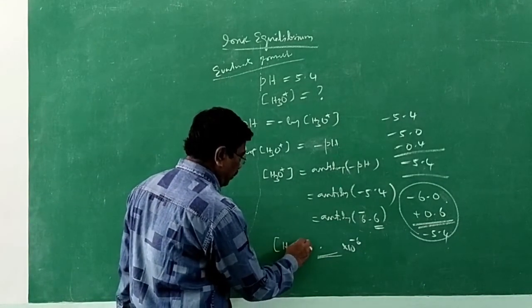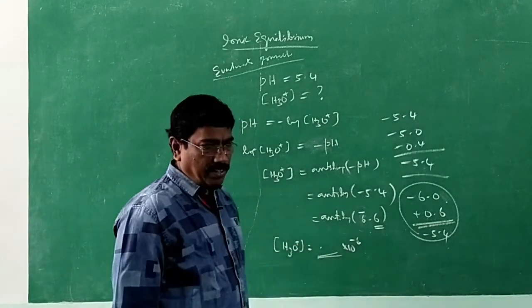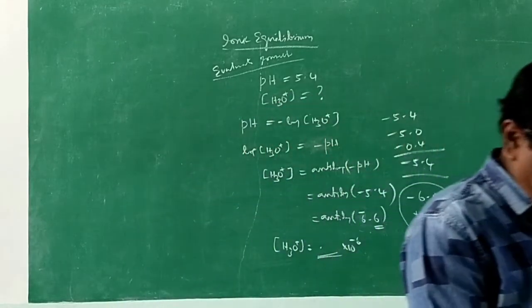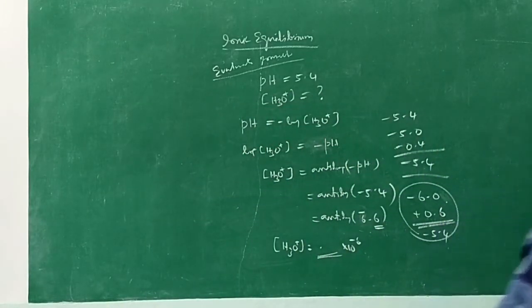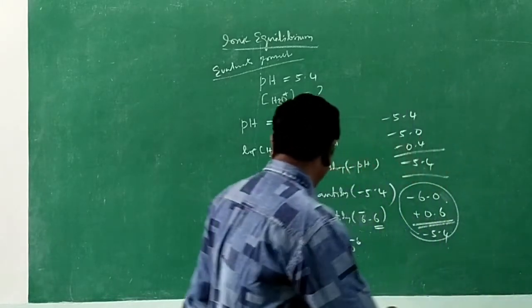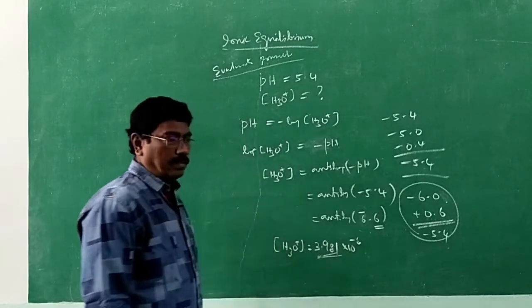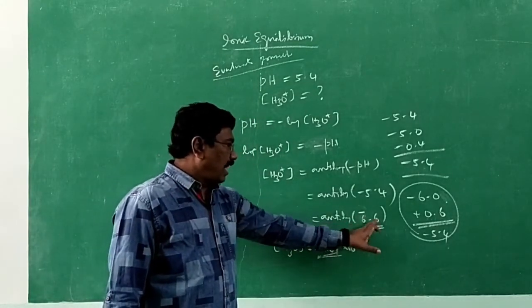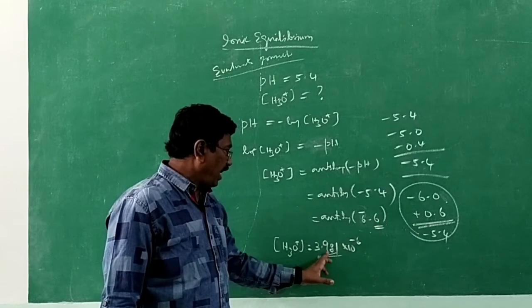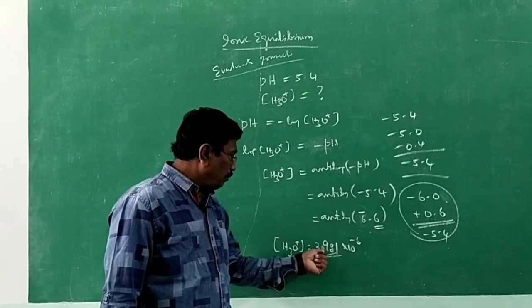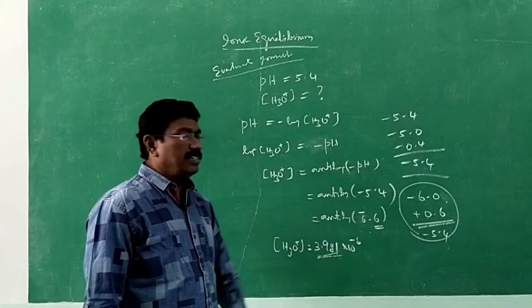Hydrogen concentration is equal to. The answer is not given, but I solved the answer. It comes to the antilogarithmic value of 3.981. That's all. So antilogarithm for 0.6 is 3.981. You put a decimal point after 1 digit, make it into 10 power minus 6.